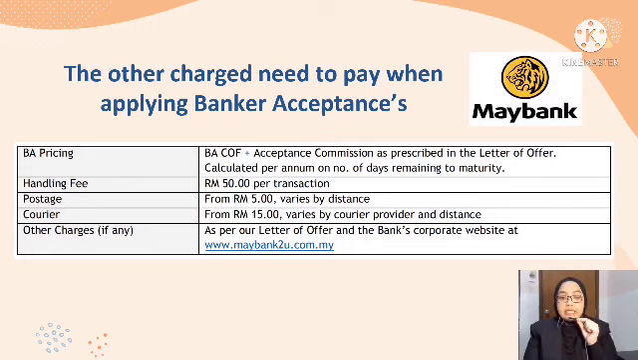First is the banker acceptance pricing. The banker acceptance pricing is the banker acceptance cost of fund, plus the acceptance commission as prescribed in the letter of offer, calculated per annum on the number of days remaining to maturity. And the second one is the handling fee. The handling fee is only 50 ringgit per transaction. And then postage is from 5 ringgit depending on distance, and the same for courier, from 50 ringgit, varying by courier provider and depending on your distance.